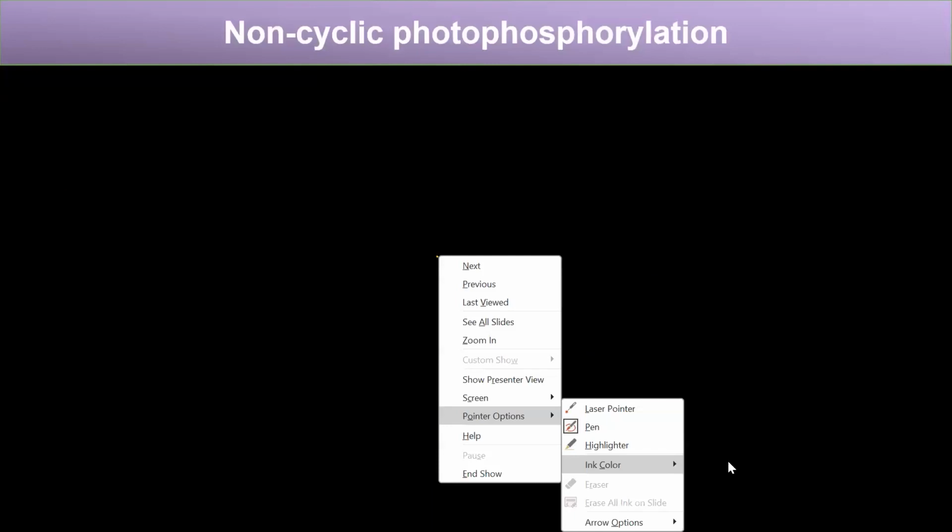What happens in this? First of all, what is the location of non-cyclic photophosphorylation? The location is the thylakoid membrane and stroma. Now I'll show you how.